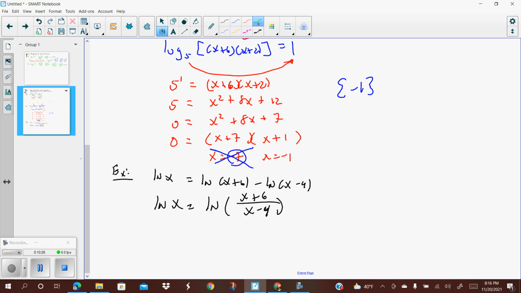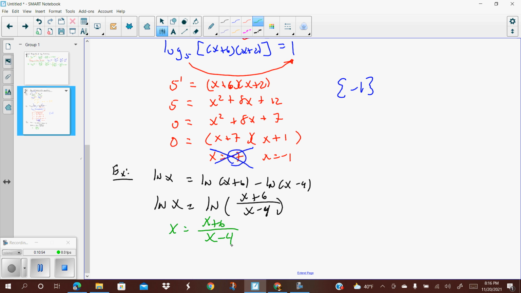In your own mind, sometimes people are like, oh, I'm just canceling the logs. You're not really canceling the logs. We're just realizing that since these two logs have to equal each other, the arguments must be equal. So we're just setting the arguments equal to each other in order to solve the problem. We are not canceling any of the logs out. So please do not scratch out the log and say, oh, we're just canceling. It's not what's happening.